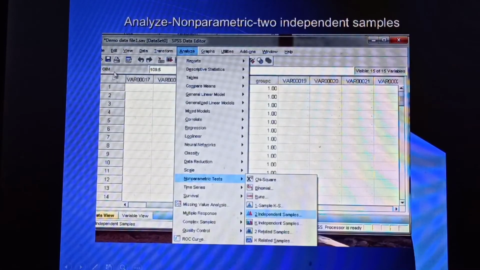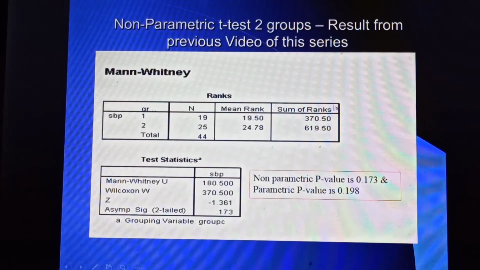Then non-parametric, which we demonstrated last time. Analyze, then non-parametric, and then 2 independent samples. Whatever output we got, I am just showing for the sake of continuity. In this non-parametric test we got a p-value of 0.173, whereas in the parametric test we are getting 0.198. So both are greater than 0.05 and both are very near also.